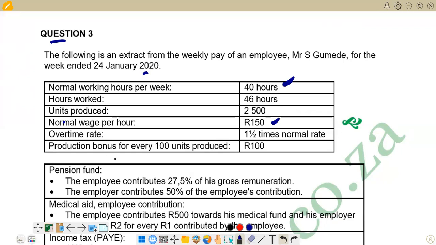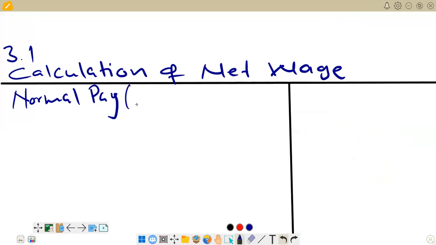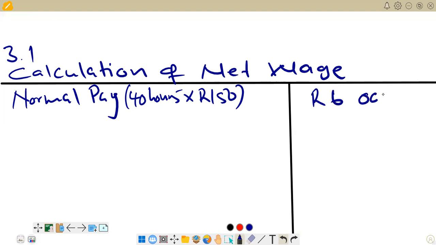So we come here. In brackets, we can just show the working: 40 hours, and then we multiply by the normal rate, which is 150 rands. So this is what we have. We multiply the two, you get 6,000 rands. So here we have 6,000 rands.